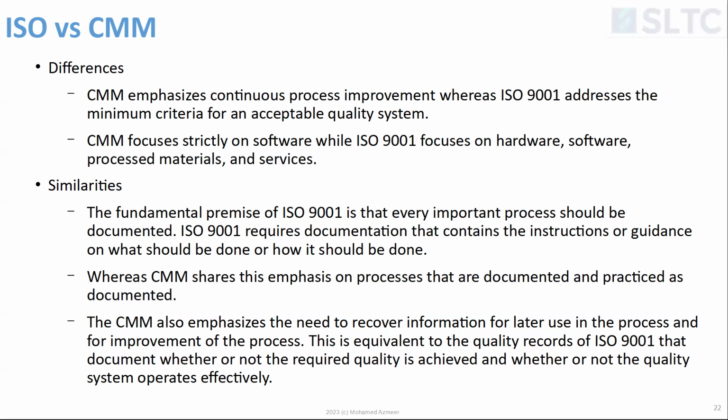This is equivalent to the quality record of ISO. ISO has something called a quality record, snapshots of things happening, whereas CMM also has information about recovery. So if something goes wrong, you can always go back and see what happened, and if this happened, what to do. Because we have a document, we are documenting processes. So these are the differences and similarities of ISO and CMM.